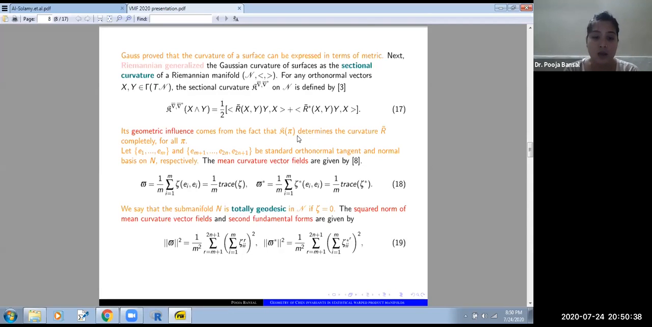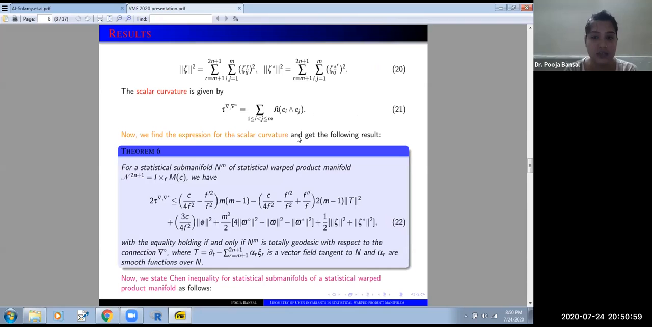We say our statistical submanifold is a totally geodesic submanifold in M̄ if ζ, which is the second fundamental form, vanishes. The squared norms of the mean curvature vector field and the second fundamental forms are given by equations 19 and 20 respectively. The scalar curvature is defined by equation 21. Now we come to our first result, the basic result of my paper.